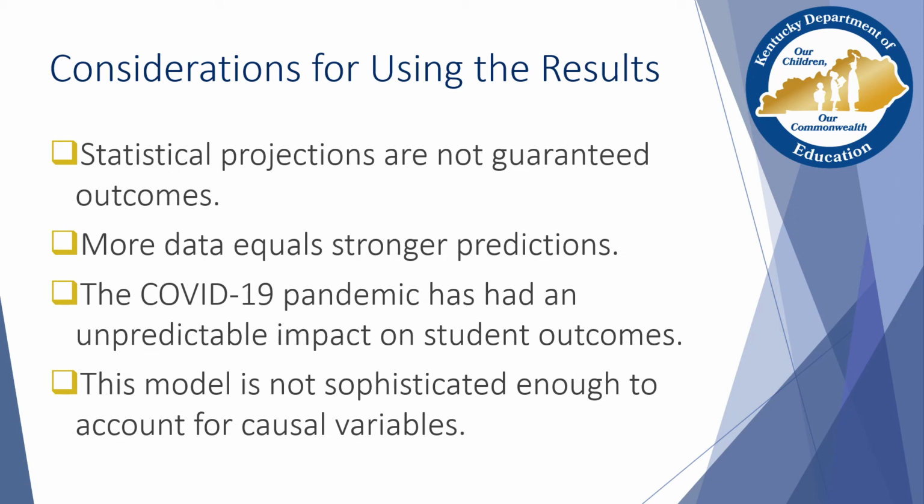Now that you have seen your predictions, you can use them to guide your decision-making and goal setting. Here are a few things to keep in mind as you do so. First, statistical projections are not guaranteed outcomes. While these projections show likely outcomes, they should not be considered equal to the rigor of the actual data points collected by the state assessments. The Kentucky Department of Education does not consider statistical projections to be valid measures of school progress and does not use statistical projections for the purpose of school ratings or accountability measures.